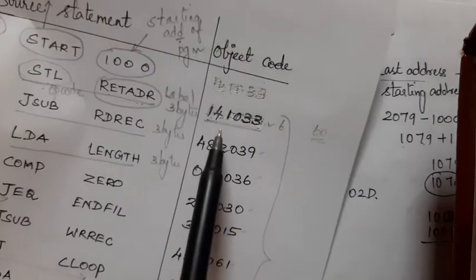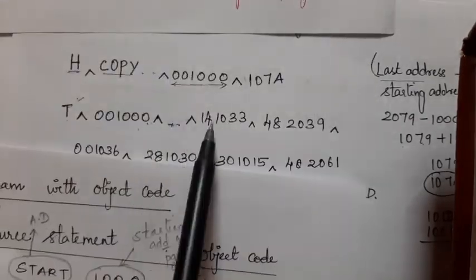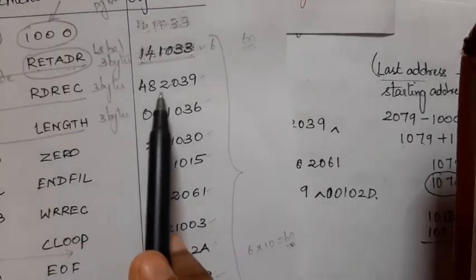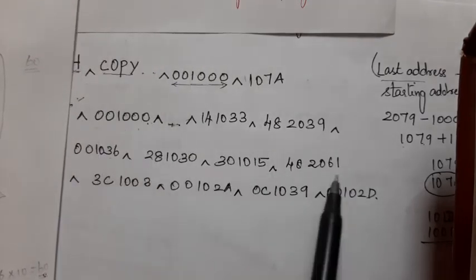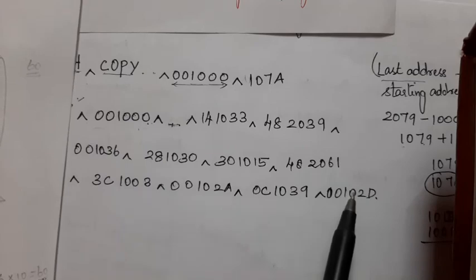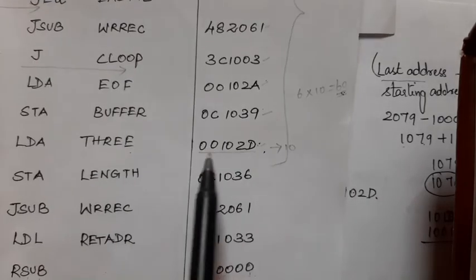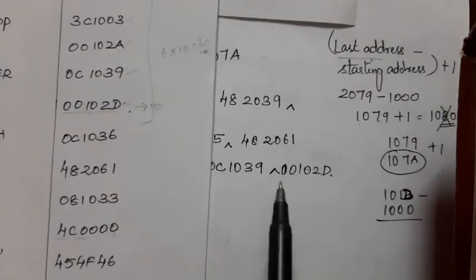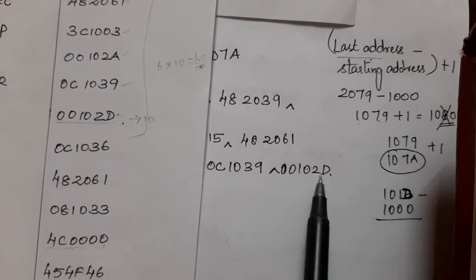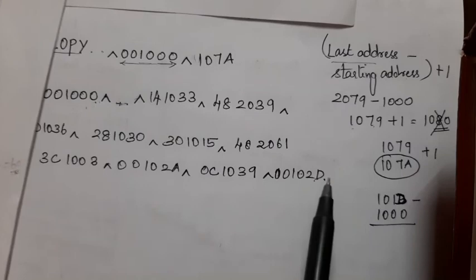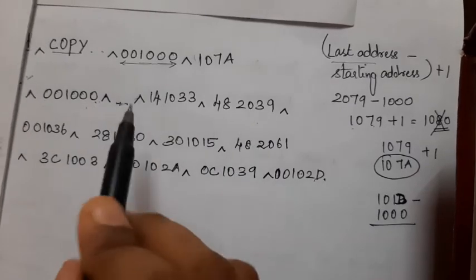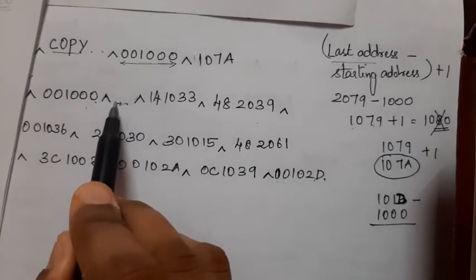So I have written 141033 here, and next 482039 here. So we have written till 10 object codes here. After, see here, 10 object codes. So 00102D I have written here. Okay. So after this, what do we have to write? Till here we occupied 60 spaces, and now we have to find the length of the object code.